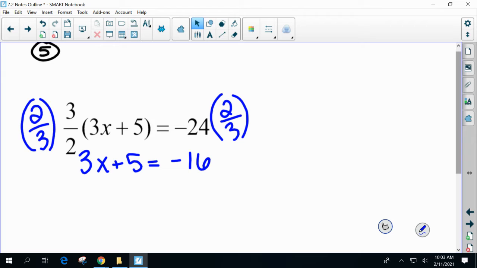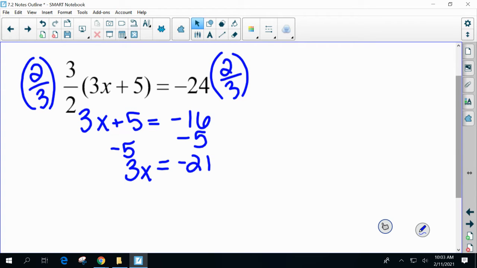And then I have a 2-step equation. So my next step is to subtract 5. So 3x equals negative 21. And then what do we do? Divide both sides by 3. So x equals negative 7. I did it in a different way. That's okay. There's more than one way to do it.